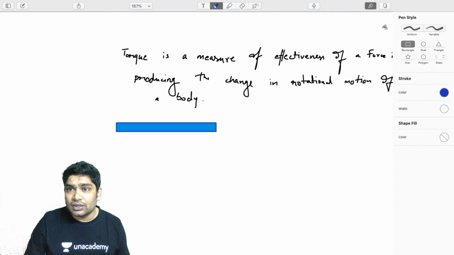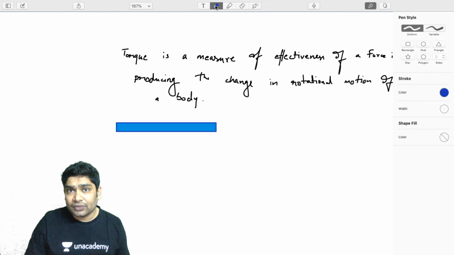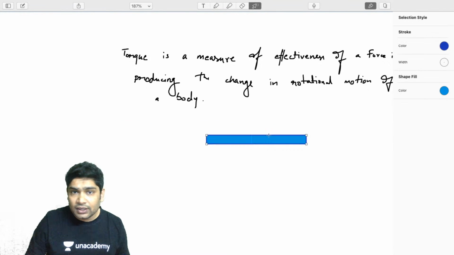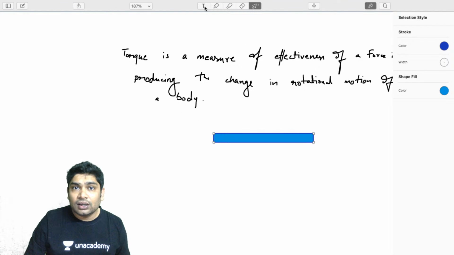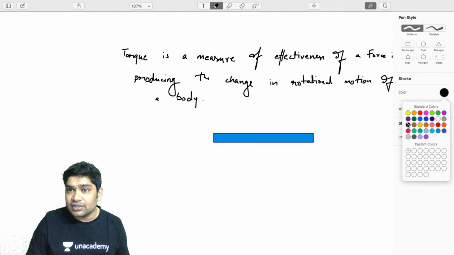Now what I want to know is, if I applied many forces on this, then you will realize that not every force will be able to produce a change in its rotational state. What I mean by that is, let me show you. Let's say this is the rod and it is hinged at one end, which means it is fixed at one end.